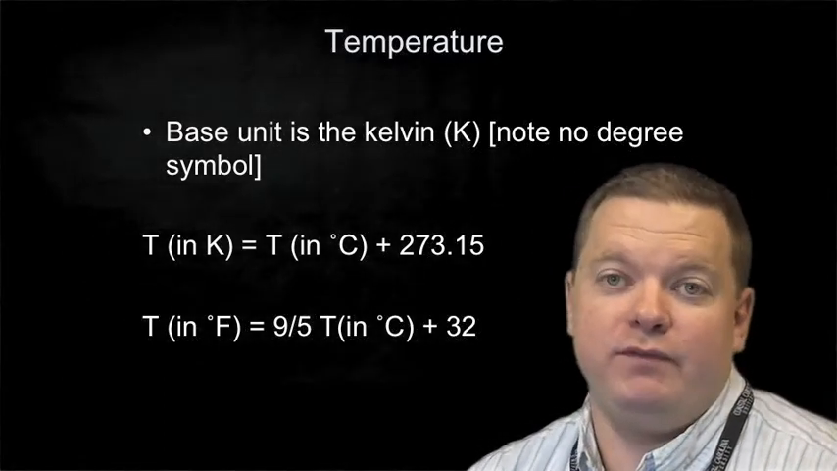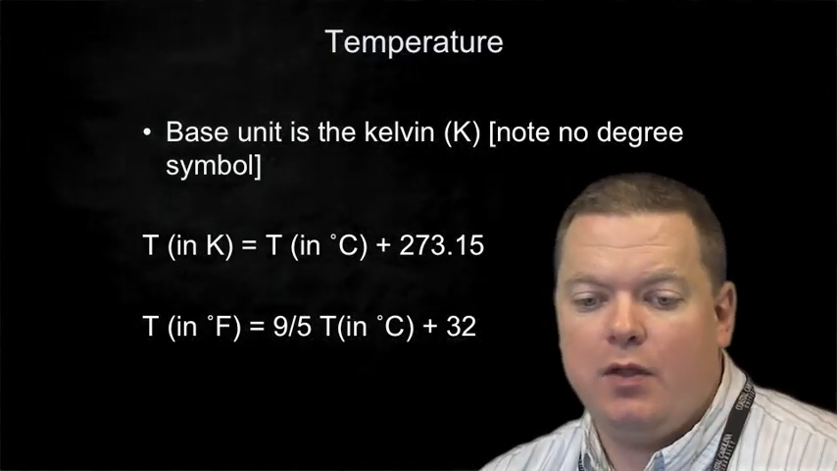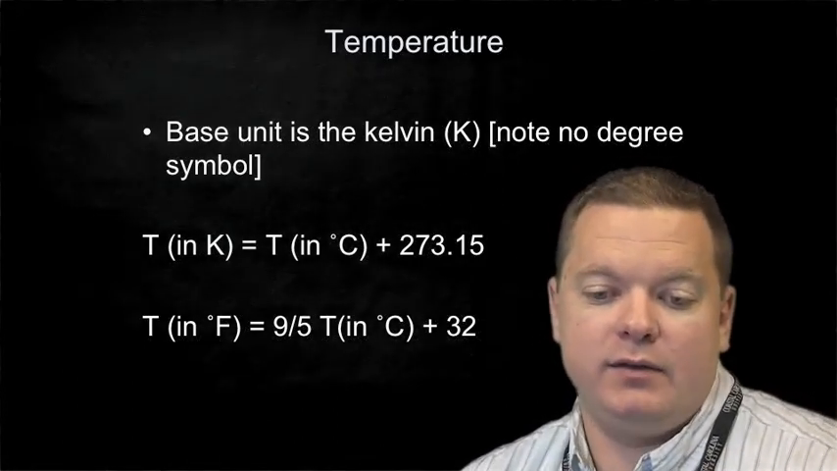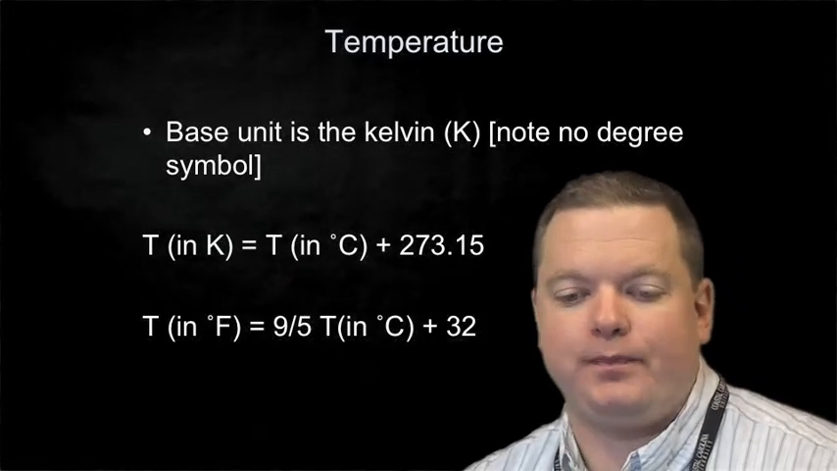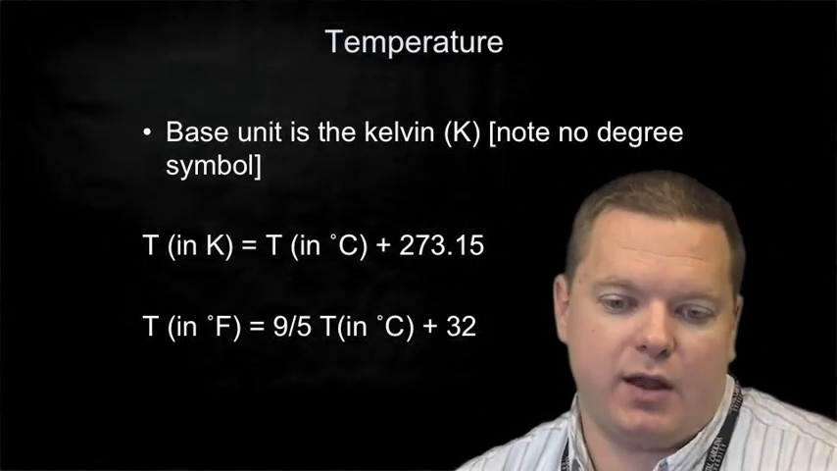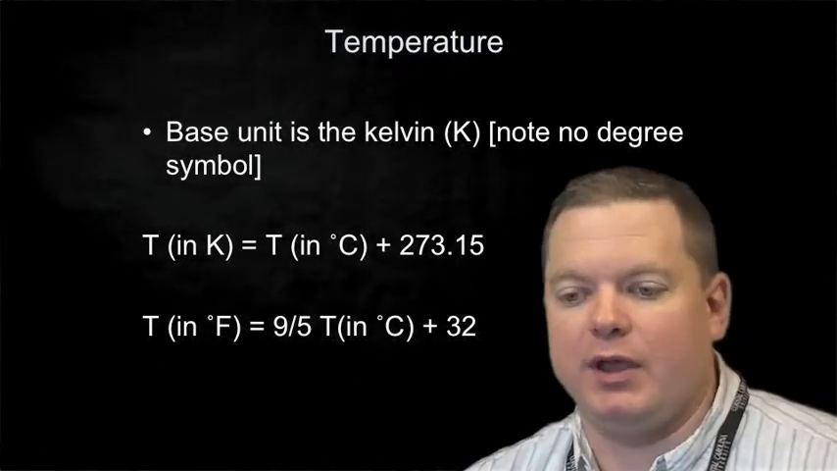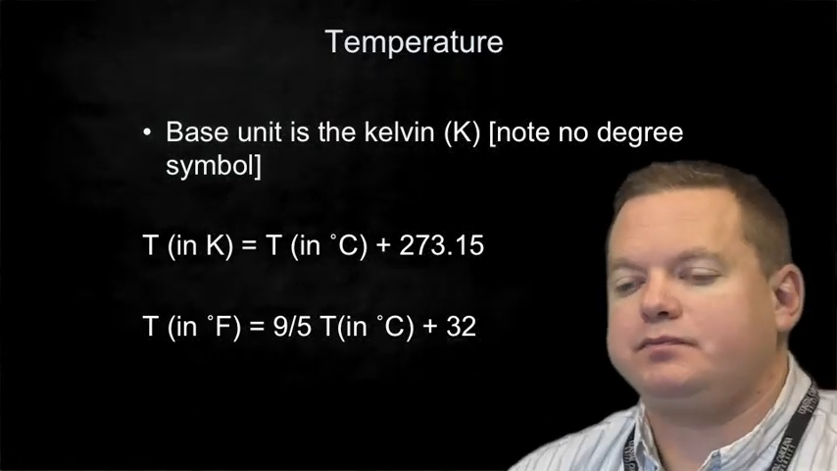The conversion for Fahrenheit, which is the standard American system versus the rest of the world, is that degrees Fahrenheit is 9/5 the temperature in Celsius plus 32. So we can do a rearrangement to go from Celsius to Fahrenheit, and if we have Fahrenheit, we can get Celsius. We'll talk about that and see some examples later.